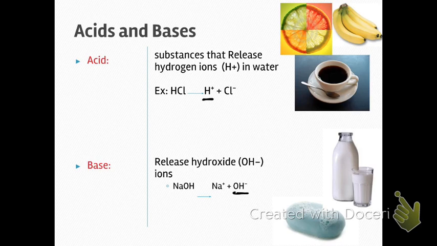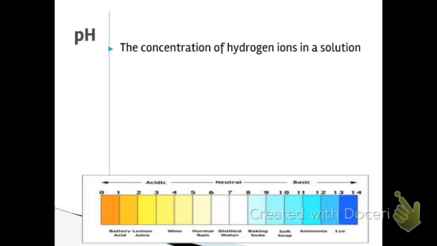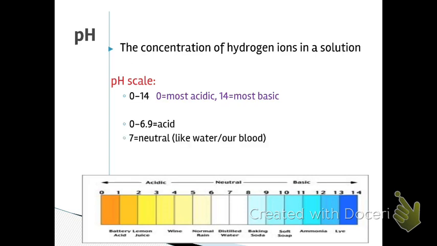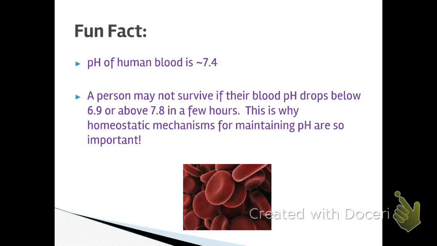And so with acids and bases, we have to understand what pH is. pH measures the acidity or basicity of compounds. All we have to know is the pH scale. It goes from 0 to 14. 0 is the most acidic, 14 is the most basic. So below 7 is acid, 7 is neutral, and above 7 is a base. Okay. And our blood is actually slightly basic, around 7.4. Okay, hopefully that helps.